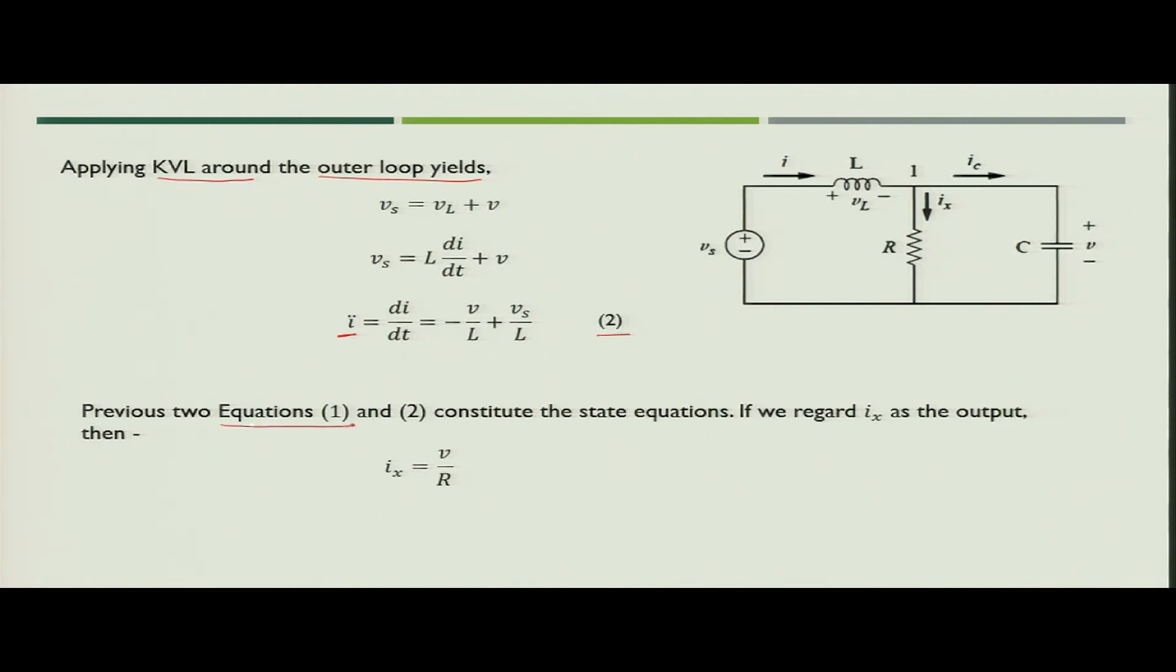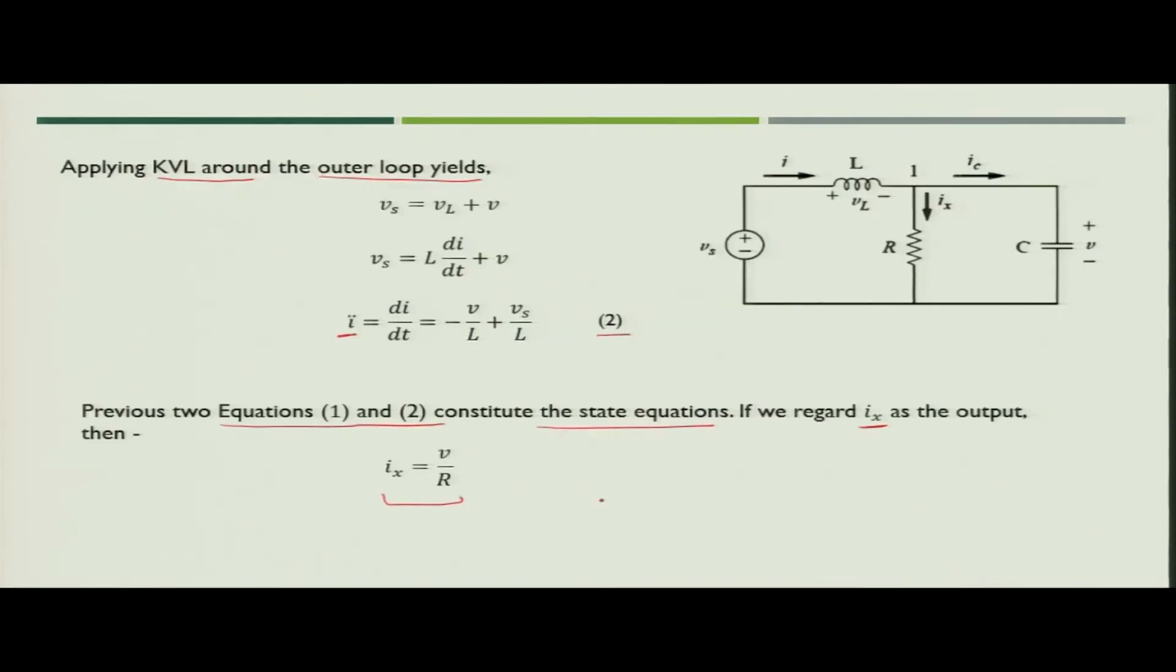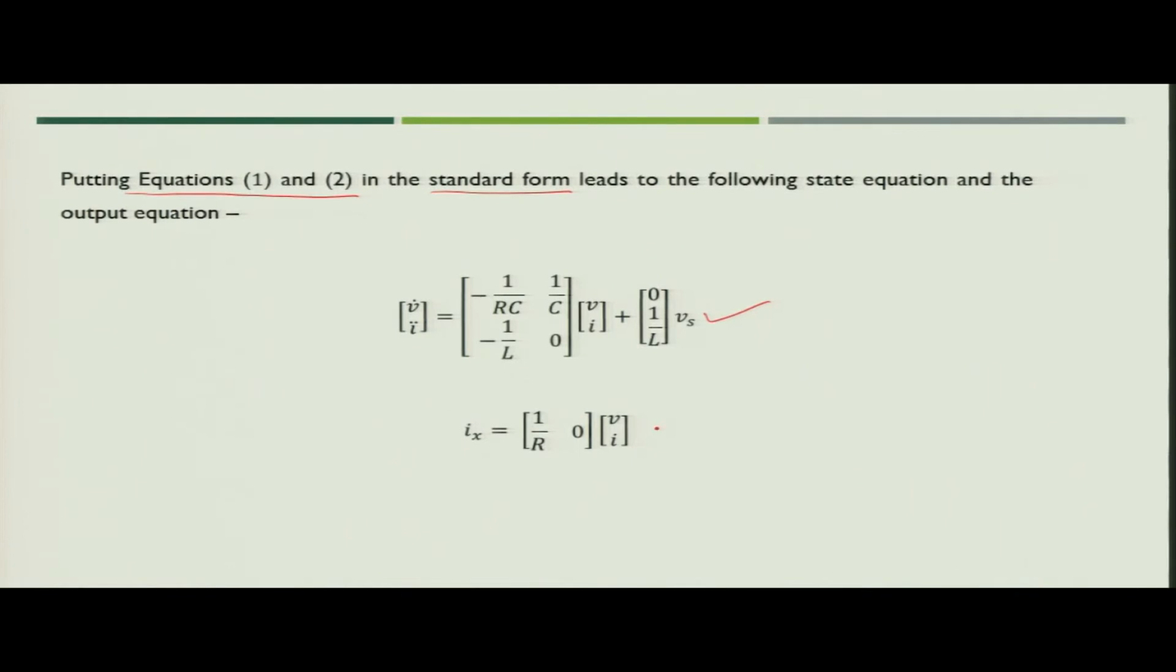Now, from equations 1 and 2, we get the state equation. If we take Ix as the output, then we just saw Ix is nothing but V by R. So, if you compile equations 1 and 2 in the standard form, we get the following state equation. On the left we have V dot and I dot, equal to the matrix with elements minus 1 by RC, 1 by C, minus 1 by L and 0, multiplying V and I, and when you arrange, you get the state equation. Similarly, Ix is equal to V by R. So, using this you get the output equation.